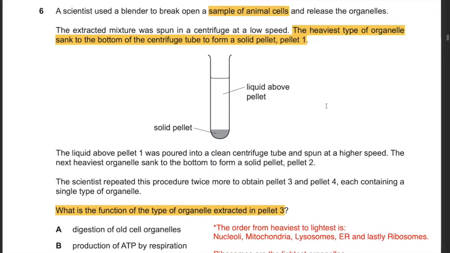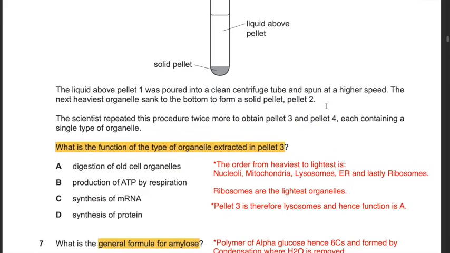The scientists repeated this procedure twice more to obtain pellet 3 and pellet 4, each containing a single type of organelle. What is a function of the type of organelle extracted in pellet 3? So obviously the pellets obtained were in the order from heaviest to lightest, and the heaviest would be the nucleoli and the lightest would be the ribosomes. If you go to the order, it would be first the nucleoli, followed by the mitochondria, then the lysosomes, then the endoplasmic reticulum, and lastly ribosomes.